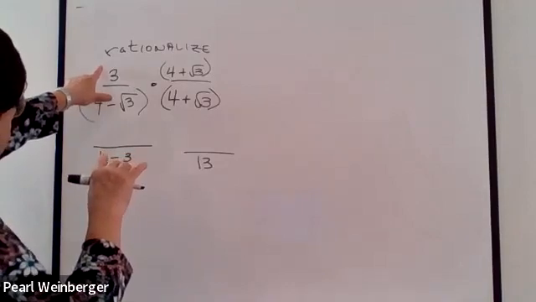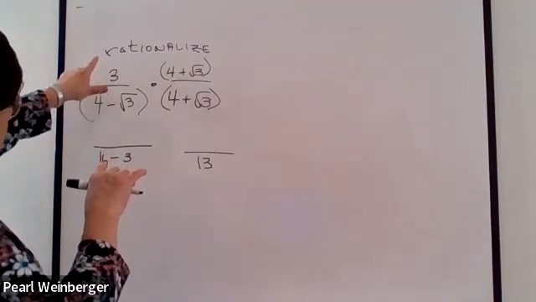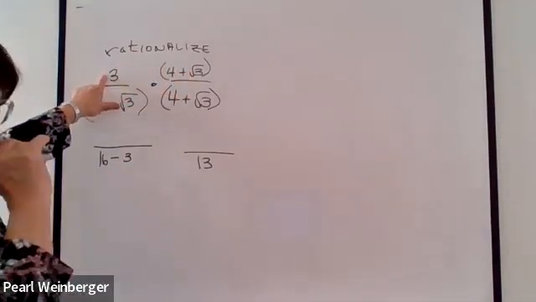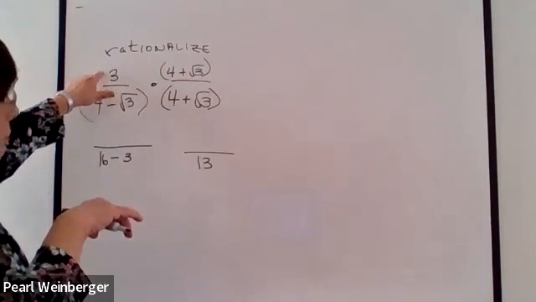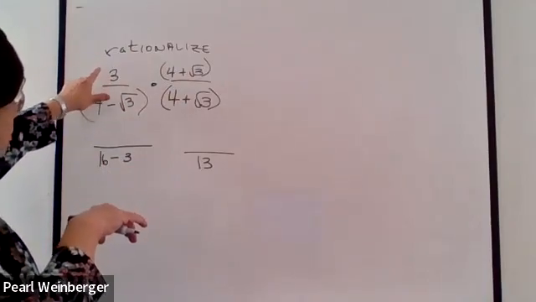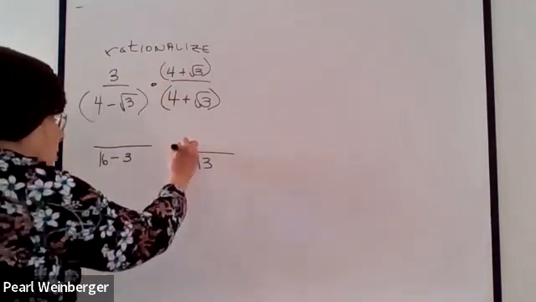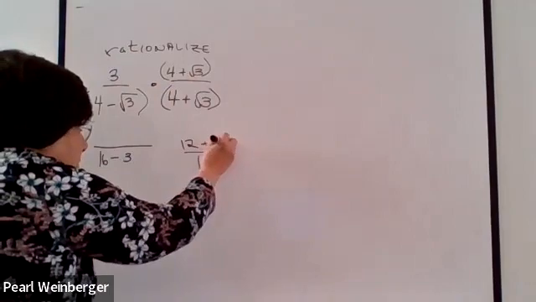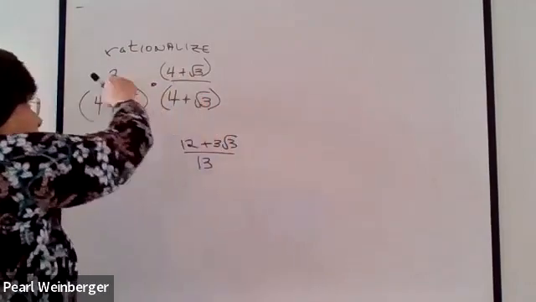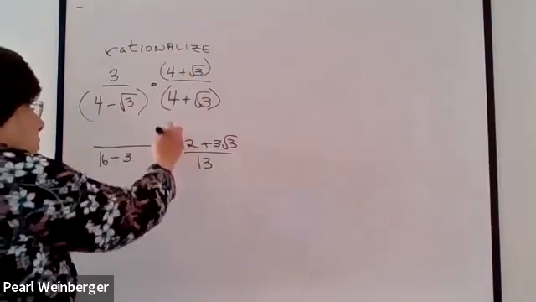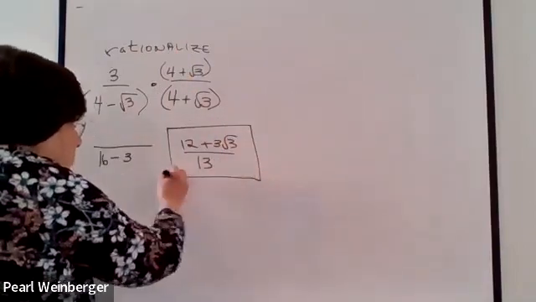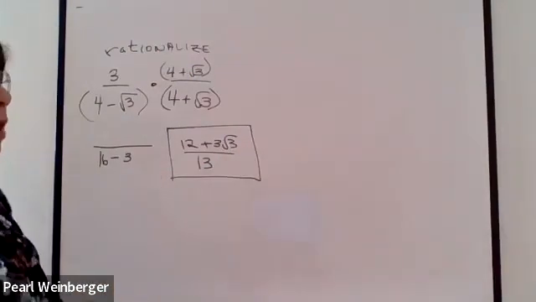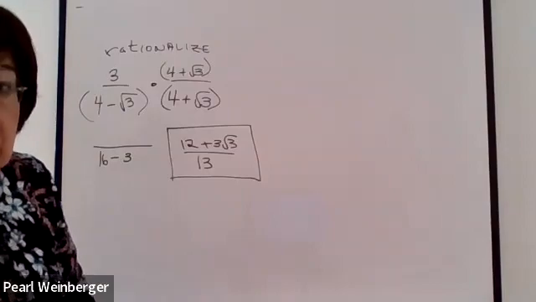Of course, I have to do the numerator as well. Now be careful here. This is a binomial times a monomial. I have to use the distributive property. I have to take 3 times 4 and get 12. And 3 times radical 3, which is just 3 radical 3. Don't forget that you have to multiply the 3 by the radical 3 as well. And here is your answer. Notice you have no radical in your denominator. You have rationalized your denominator.